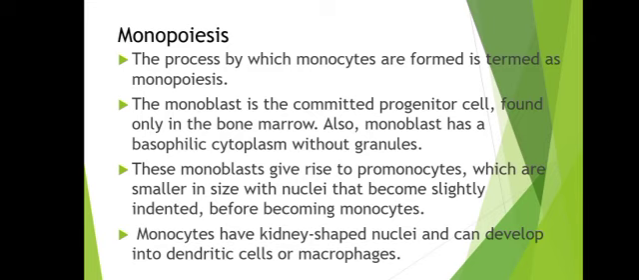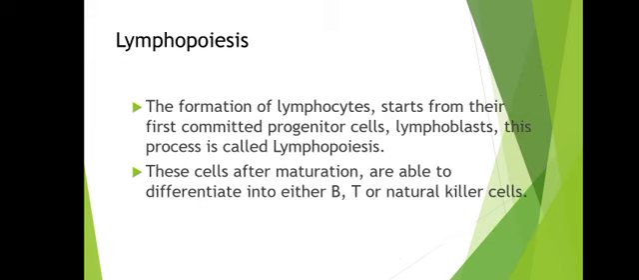Then we will go through lymphopoiesis. The formation of lymphocytes starts with their first committed progenitor cells, lymphoblasts. This process is called lymphopoiesis. These cells, after maturation, are able to differentiate into either B cells, T cells, or natural killer cells.